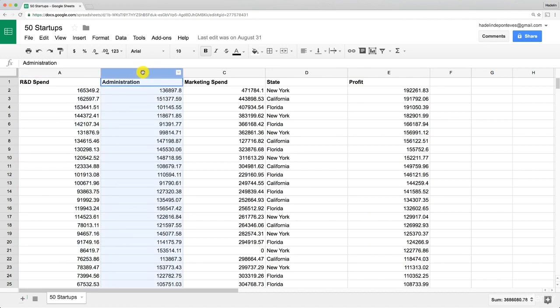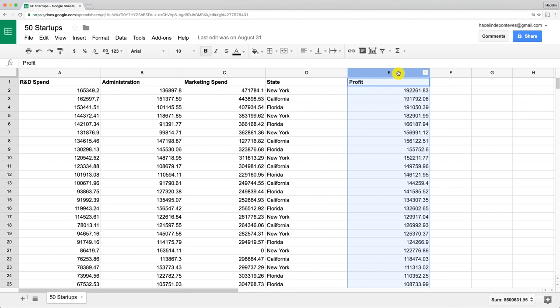How much did it spend on administration, like paying employees, paying executives, and so on? And how much did it spend on marketing? So those are the three major operational spends, I guess, and which state it works in. And finally, what is the profit? What was the profit of that company for that financial year?